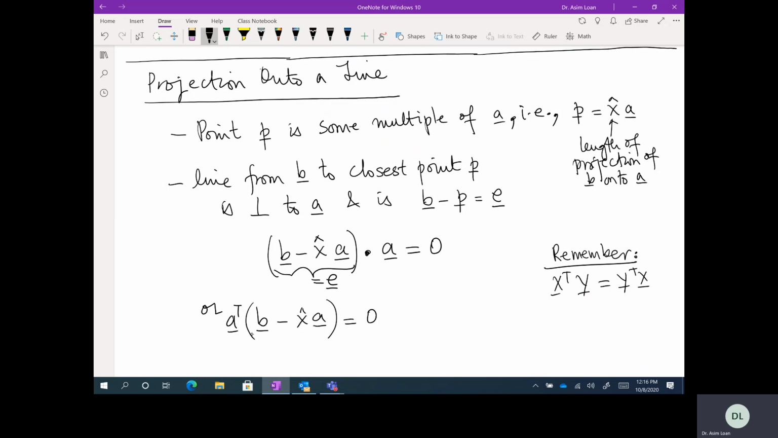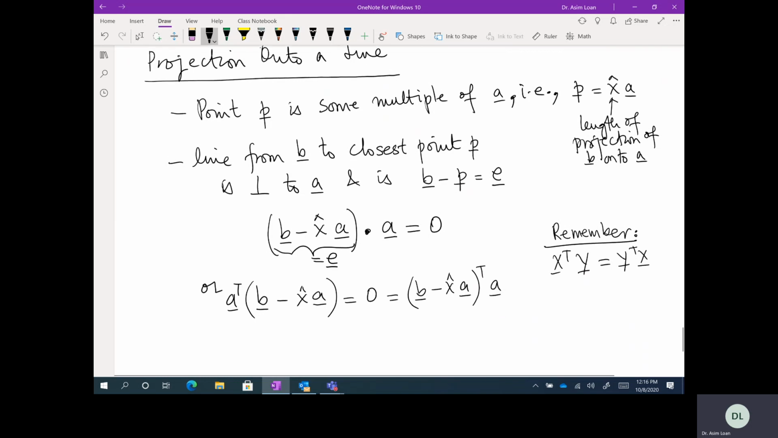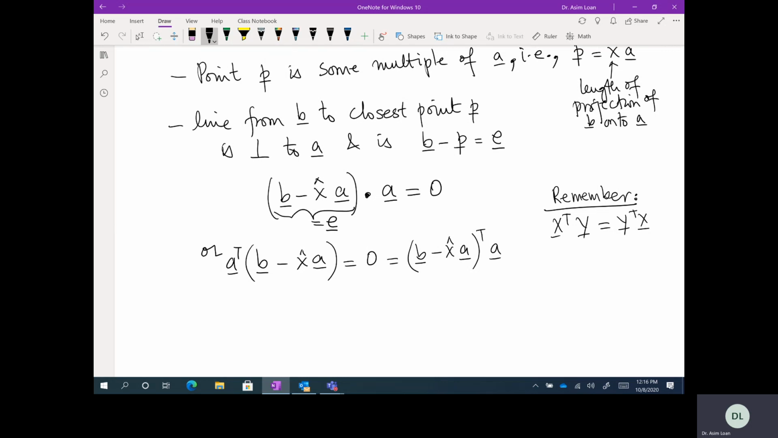So x transpose y, whether I write A transpose B or I write B minus x hat A whole transpose into A, this is one and the same thing, nothing has changed. If I multiply out, I'll get x hat, which is a scalar by the way, so x hat into A transpose A equals A transpose B, or this implies x hat is simply A transpose B divided by A transpose A. But what is A transpose A?